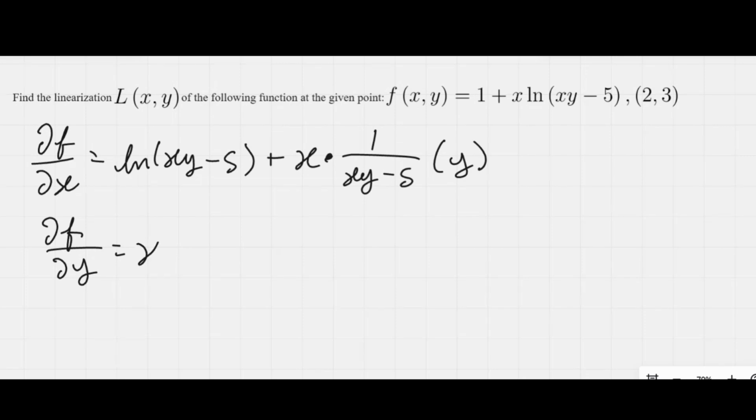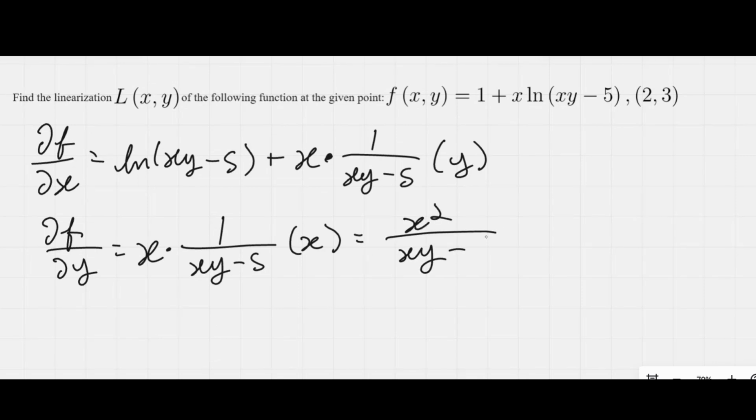So in practice, we have the x over here, times 1 over xy minus 5, because that is the derivative of ln(xy minus 5). And then we're multiplying that by the derivative of xy minus 5, treating x as a constant. And so therefore, x is just going to be taken out, and that's going to be our derivative. All right, let me simplify this just a bit more for the sake of simplicity.